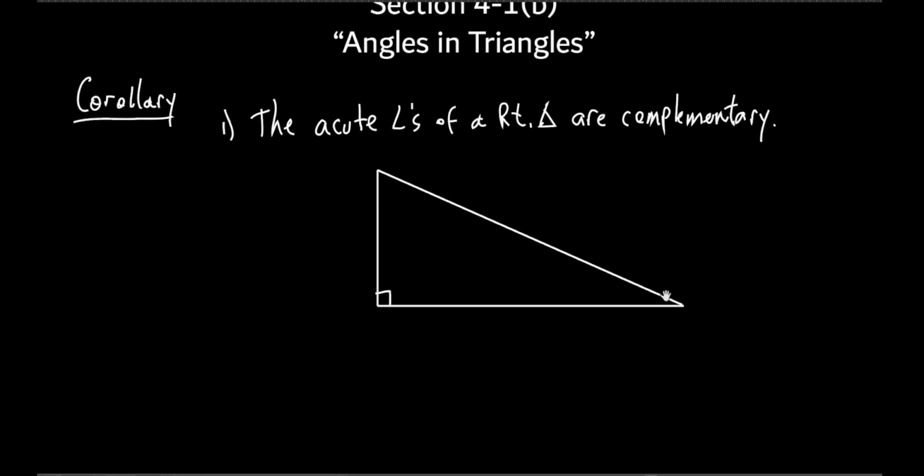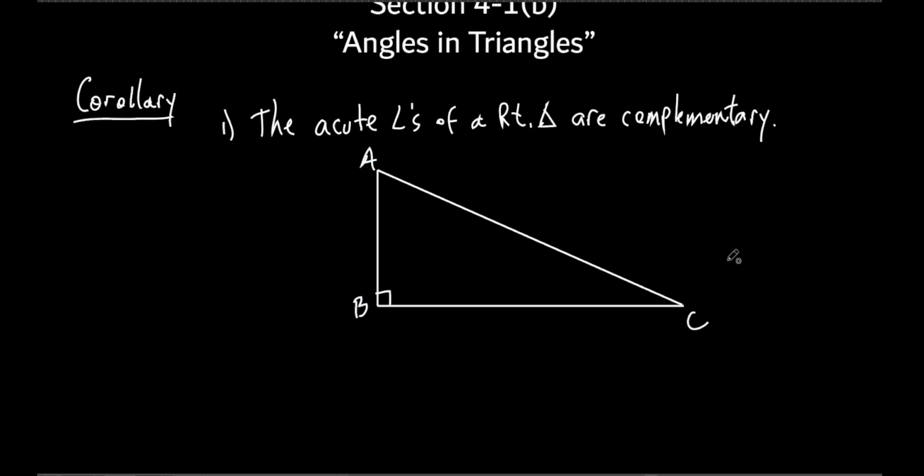Well, I got a right triangle. Which ones are the acute angles? Well, let's try to make this right angle better. There we go. A, B, C. All right, which ones are the acute angles? A and C. Angle A and angle C are the acute angles.